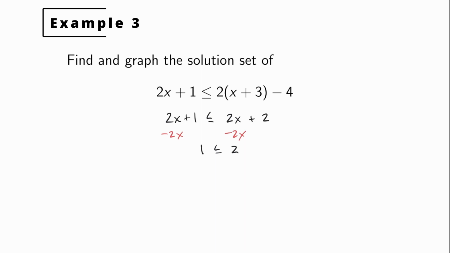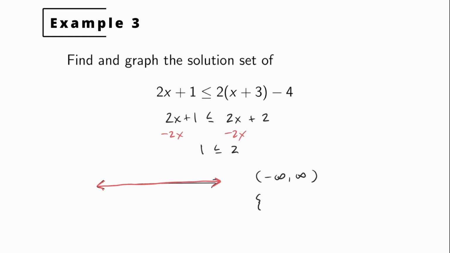So the solution set, if this was an equation and you got 1 equals 2, that cannot be true. And so you might write no solution. But since 1 is always less than or equal to 2, what that means is no matter what the choice of x is, we're good. So that means the solution set is actually all real numbers. If you're graphing it, you can just shade the whole number line. For interval notation, you can write negative infinity to positive infinity.